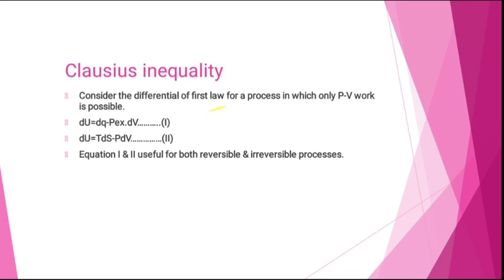This is our equation number 1, and this equation can be written as dU is equal to TdS minus P dV. So this is the second equation. Because U is the internal energy and it is a state function, dU is independent of the path, and the above equation number 2 holds for both reversible and irreversible processes, as long as there are no phase transitions or chemical reactions, and only pressure-volume work occurs.